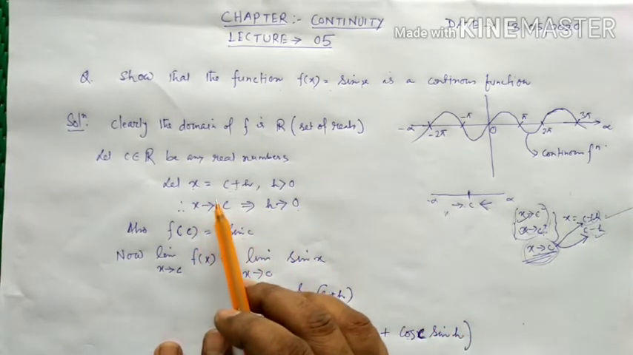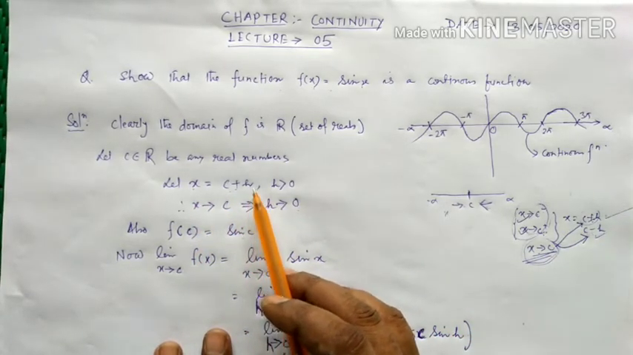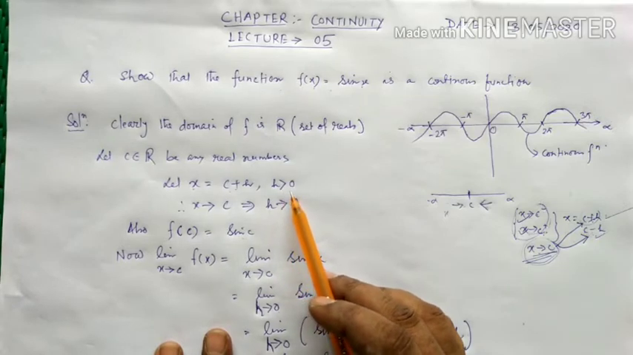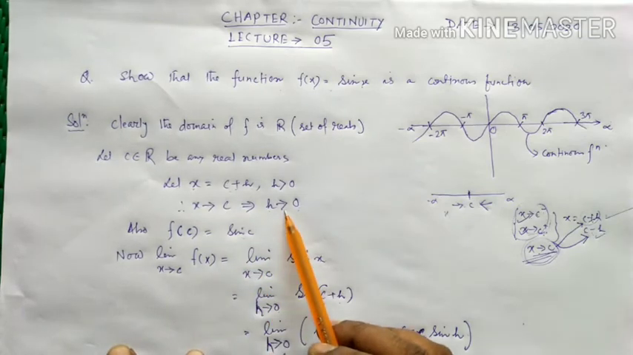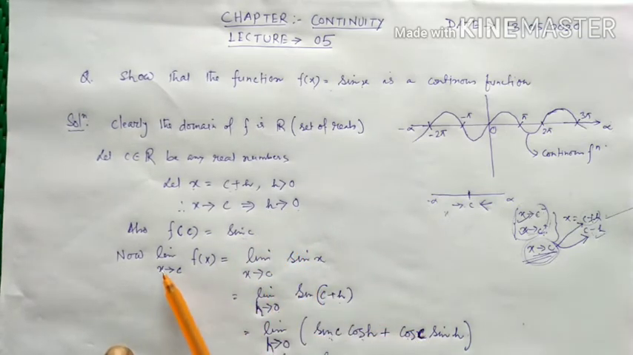Here I am supposing x is equal to what? c plus h. What is h? h is a very small positive quantity. x tends to c implies what? h tends to 0. Now take the limit.